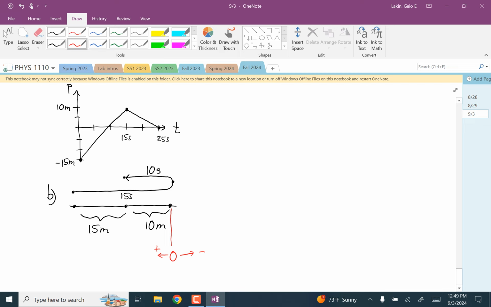Okay, so if you start at 0 and go 10 meters in the positive direction, what's the value here? Positive 10, yep. And if you start at positive 10 and go another 15 meters in the positive direction, what do you get to here? Positive 25, yep.